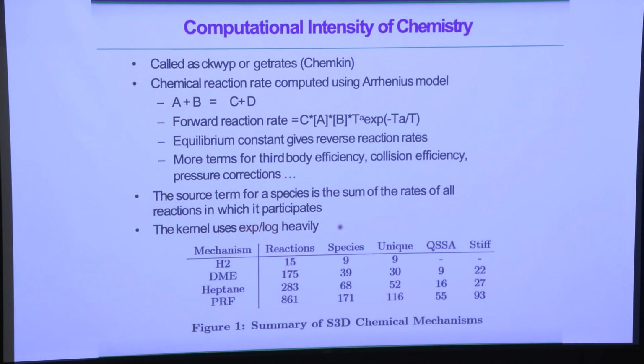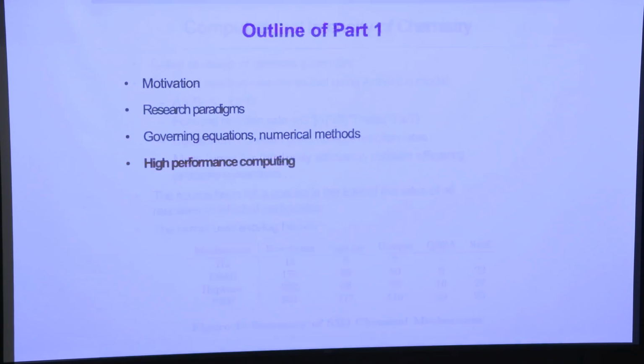The kernel for chemistry uses exponentials and logs heavily, and just to give you an idea, hydrogen has 9 species and 15 reactions, compared with primary reference fuel for gasoline that has 171 species and 861 reactions. And the PRF is very, very stiff numerically, whereas some of the smaller models are less stiff. And so we've looked at a whole range of different mechanisms.